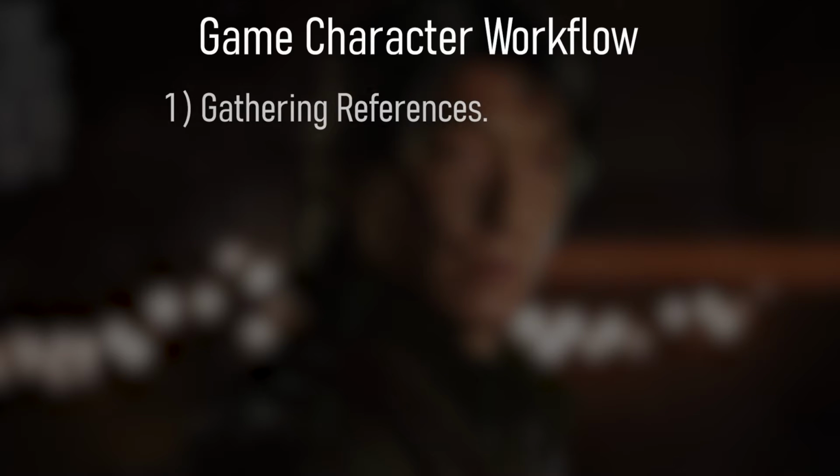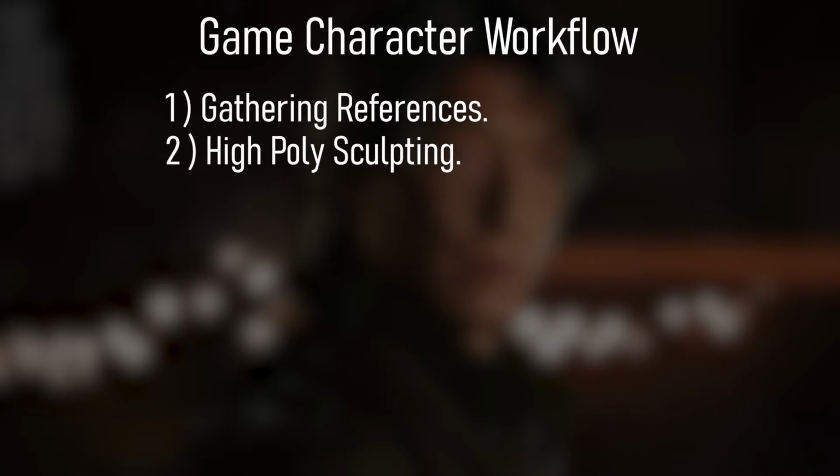So before starting, let's quickly go through the overall game character workflow for easy understanding. Gathering references. In this step, we look for a concept which we will be creating in 3D and some real life references of things which are present in our concept. High poly sculpting. In this step, we sculpt the high poly in ZBrush or Blender or any other software of choice to create forms and shape.